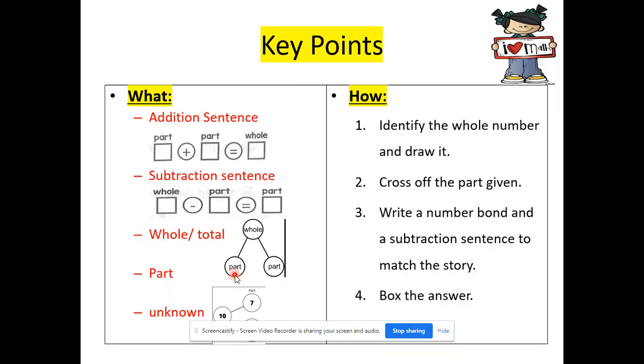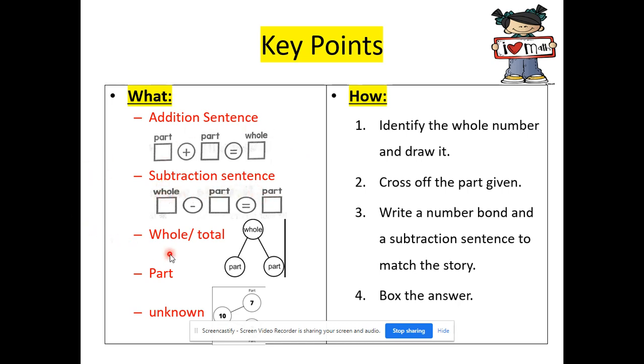Let's look at our key points. What do we need to know in order to be successful? Well, we have addition sentence, which, remember, if we reviewed from yesterday, an addition sentence is written by a part plus part equals a whole, or also called a total. And then we also need to know what a subtraction sentence is. A subtraction sentence is written by starting with the whole number first, or total, minus part equals the other part. So make sure you know how to write an addition sentence and how to write a subtraction sentence.